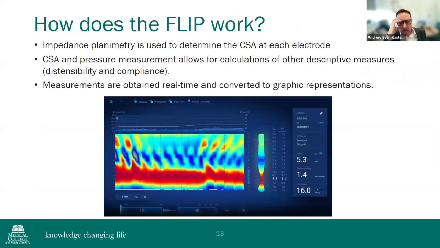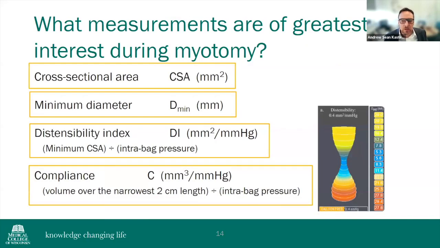Once you've got the cross-sectional area, that allows for additional calculations like distensibility and compliance that you can measure using pressure as well. Then you can get real-time measurements and have those converted into a graphical representation, which we'll talk about what those look like in a little bit. So Zach's going to talk about how we use these numbers. I'm just going to get into what these numbers are and how they're calculated so you understand where we're coming from with these.